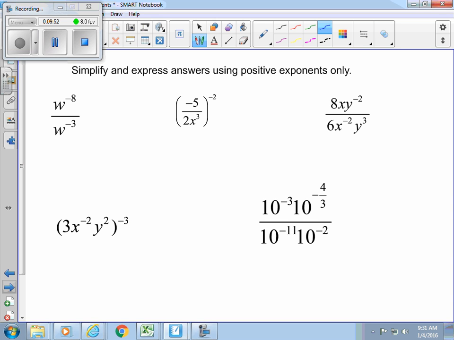W to the negative 8 divided by W to the negative 3rd. How would we do that?